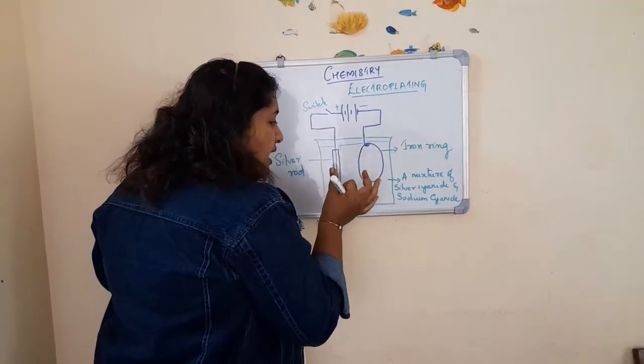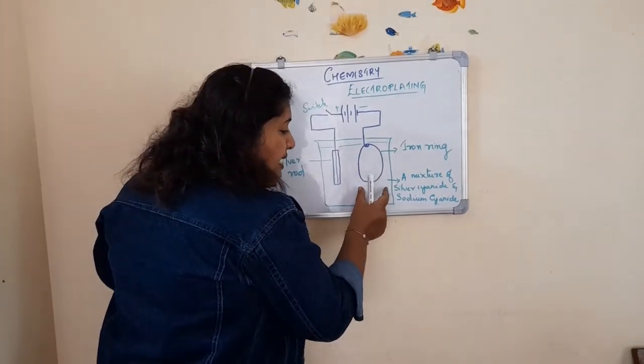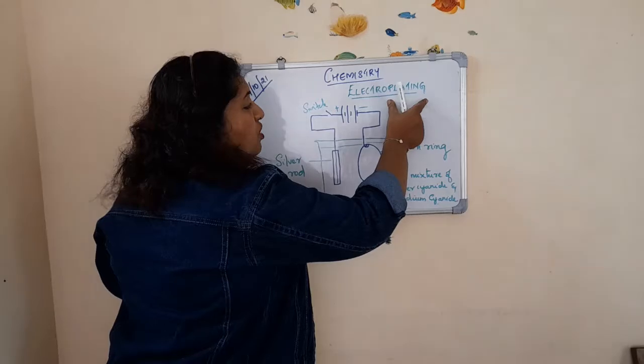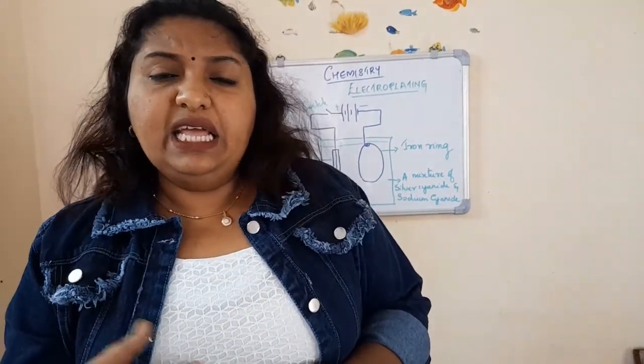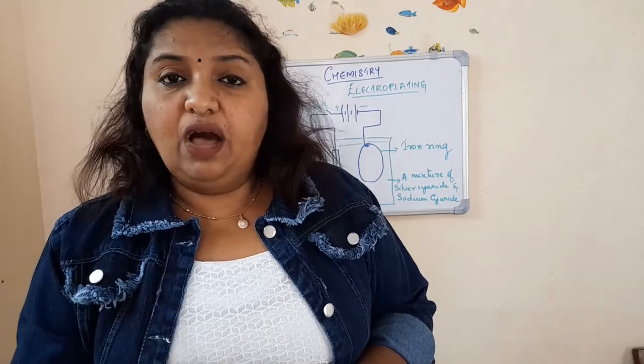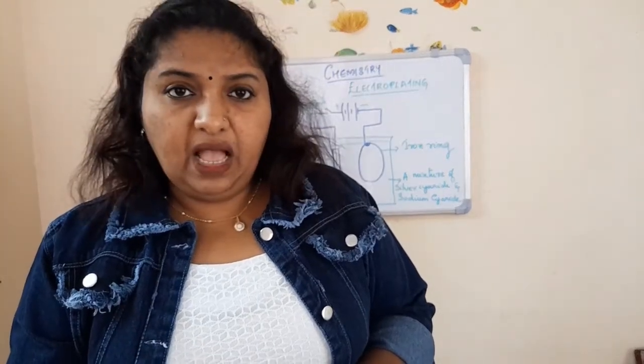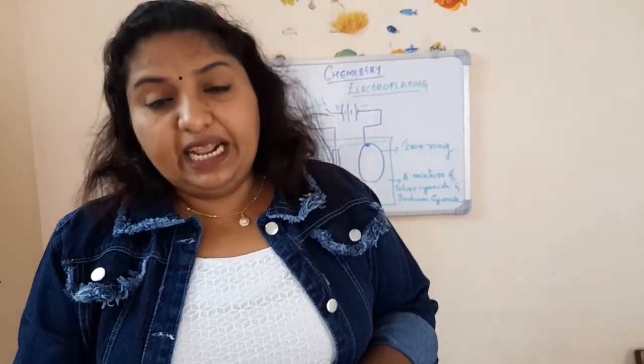The coating of a metallic object over another metallic object is known as electroplating. This electroplating technique has so many uses: to coat one metal over another, to make gold-covered ornaments, and to prevent corrosion. So today we have discussed electrochemical cells, electrochemical reactions, and a method of electroplating by which we coat one metal over another metal. That's all for this week. Thank you.